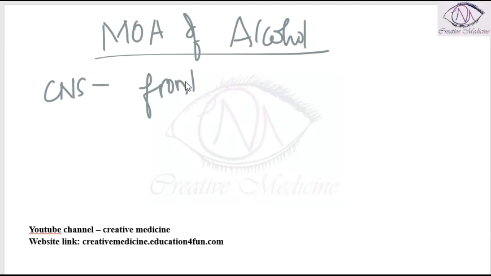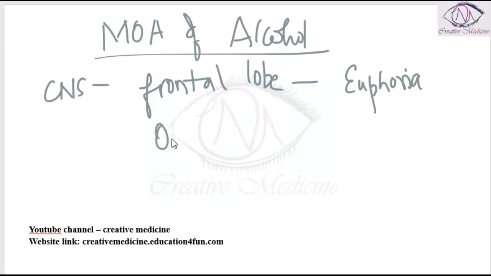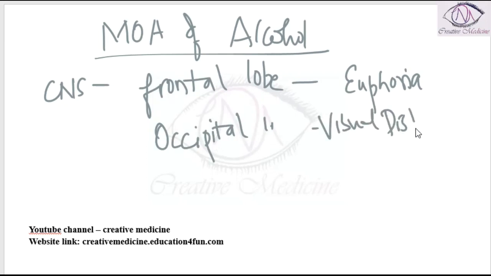Effect on the occipital lobe. Alcohol's effect on the occipital lobe causes visual disturbances. Alcohol's effect on the cerebellum causes incoordination, cerebellar incoordination.